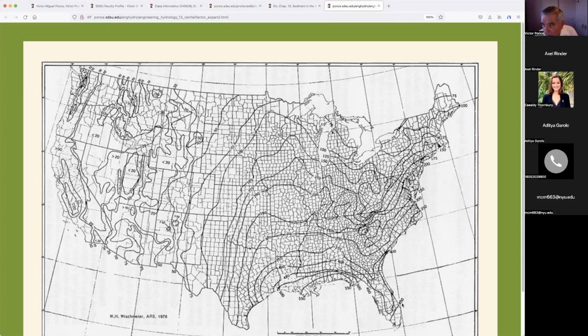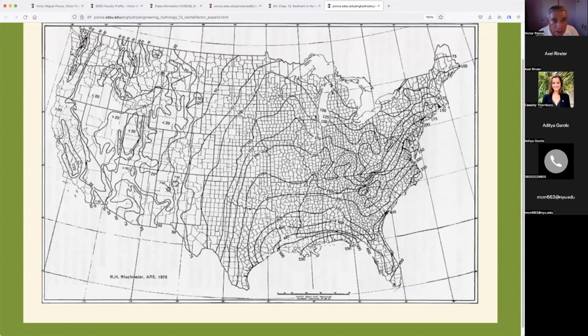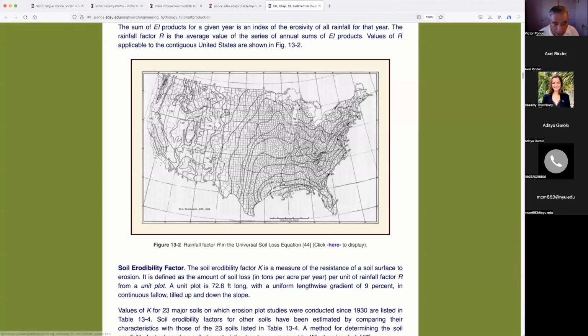So you can say, oh, so there's going to be a lot of erosion in Florida. And the answer is no. Because they have a lot of rain, they have more vegetation, there's more vegetal cover, and that is going to be considered by the method in some other part. Not in the energy of the rain, but in some other part, which in fact it does.